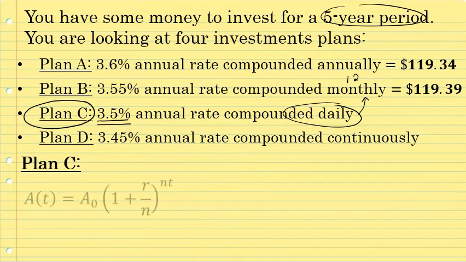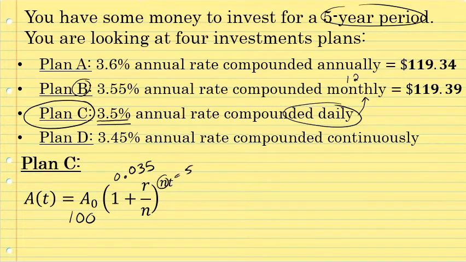We'll use the same formula when considering Plan C as we used when considering Plan B: a sub 0 times the quantity of 1 plus r over n to the power of nt. Like the other plans, we'll consider an initial investment of $100. The value of r as a decimal for Plan C would be 0.035. t will be 5 years, and n, the number of times that this is compounded each year, daily, is 365. There's 365 days in a year.